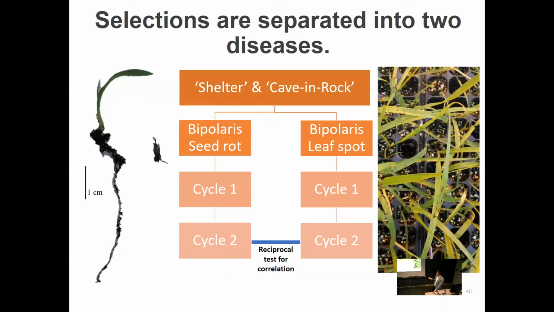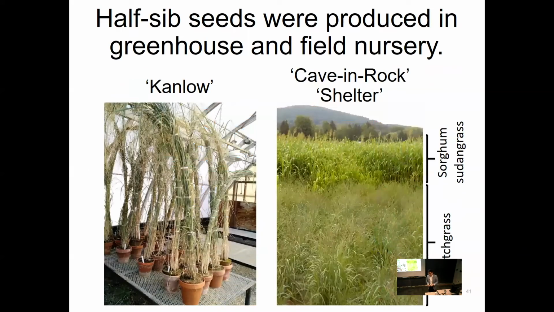The population selected for Bipolaris seed rot also got sprayed with the leaf spot inoculum when it was in seedlings. Because Shelter and Cave-in-Rock show pretty well adapted to New York and high yield in New York State, I made the selection based on these 2 upland switchgrass populations. I produced the half-sib seeds in greenhouse and in field nursery.